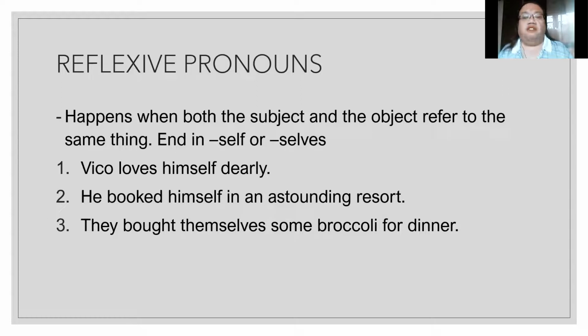Reflexive pronouns. Reflexive pronouns happen when both the subject and the object refer to the same thing. They end in self or selves. So, example, Vico loves himself dearly. Vico is a subject and himself is an object, but they refer to the same thing. They refer to Vico. Himself refers to Vico. Then he booked himself in an astounding resort. He is a subject, himself is the object, but both refer to the same thing. And lastly, they bought themselves some broccoli for dinner. They is a subject, themselves is an object, and both refer to one thing.